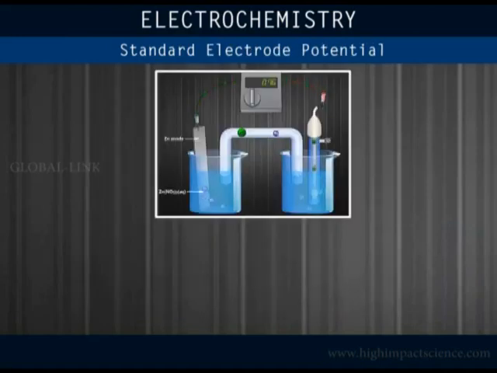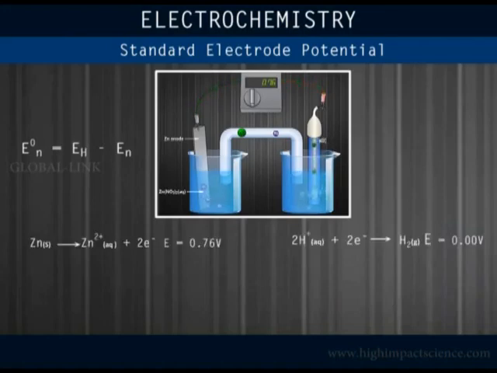The standard electrode potential of any element is taken as the difference between its potential and that of hydrogen. If the element has a greater tendency to lose electrons than hydrogen, the electrode potential of its half cell is negative with respect to the hydrogen half cell. For example, in this case, zinc has a greater tendency to lose electrons than hydrogen, and therefore its standard electrode potential will be calculated as follows.